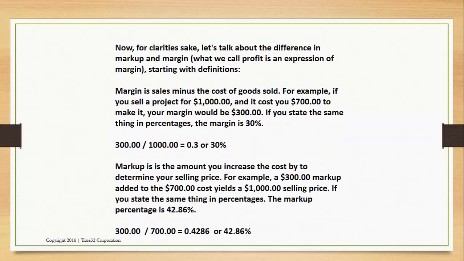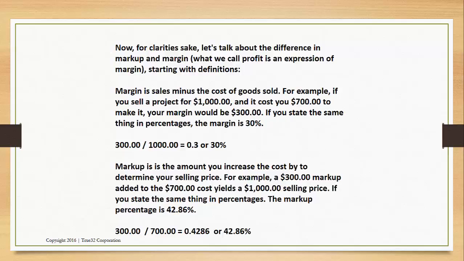Now for clarity's sake, let's talk about the difference in the markup and the margin. What we call profit is an expression of margin. That's why you commonly hear it referred to as a profit margin, and there's two forms of that, a gross profit margin and a net profit margin. So let's start with some definitions.